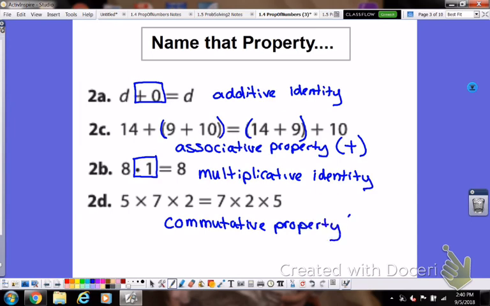And we're multiplying, so we're going to put a little multiplication symbol at the end. Make sure you identify whether it's addition or multiplication. Alright, so there's a little practice. Name what properties are, given an example.